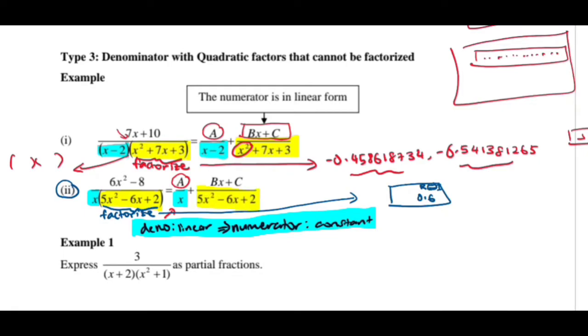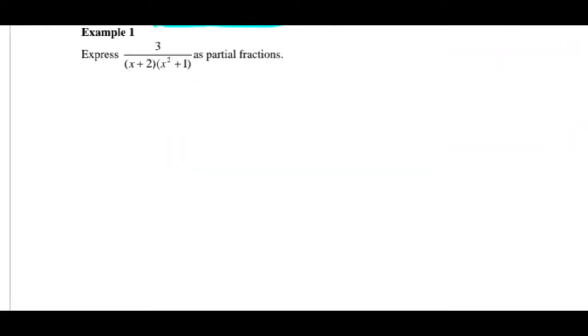So we have to separate it with another fraction with the denominator of 5x squared minus 6x plus 2. And then on top, as the numerator, you have to write linear. Why is it linear? Remember, because the numerator must be 1 degree less than the denominator. So since the denominator is x power 2 or quadratic, the numerator must be linear. Now let's look at the first example.